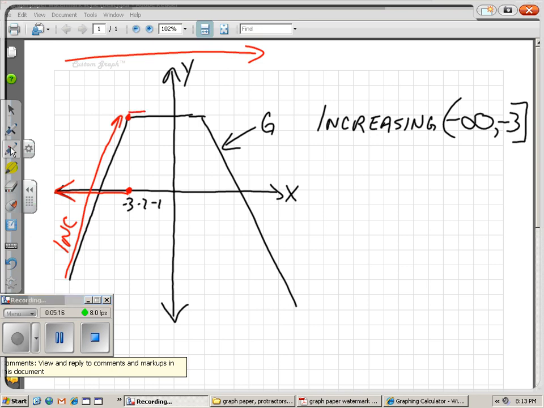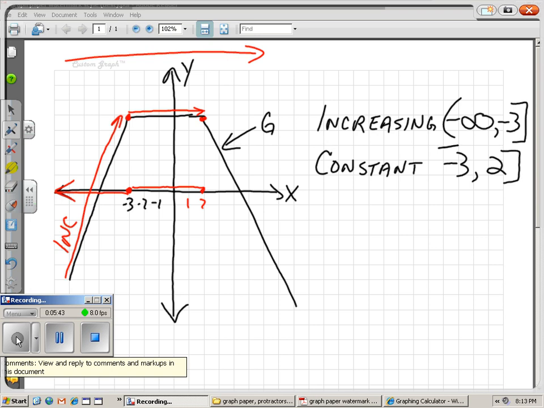All right, look at the next piece of the graph. From here to here, it's remaining constant, okay? Now what x values does that include? Well, that includes the x values from -3 to +2. So let's write that. Our graph remains constant from the x of -3 to the x of +2, and both are included. When you're talking about whether the graph is increasing or constant or decreasing, we include the points where it makes a turn and changes.